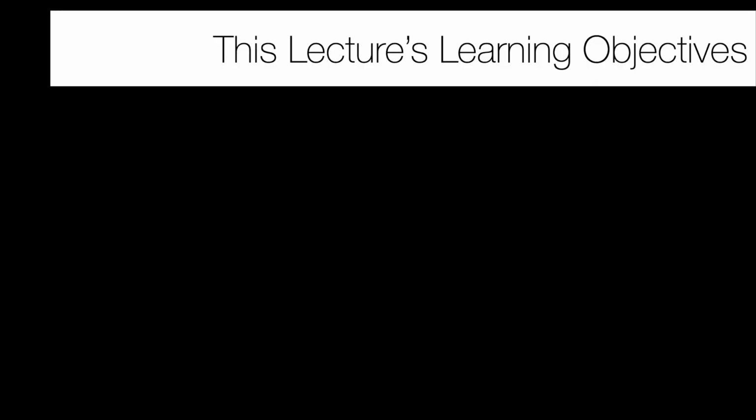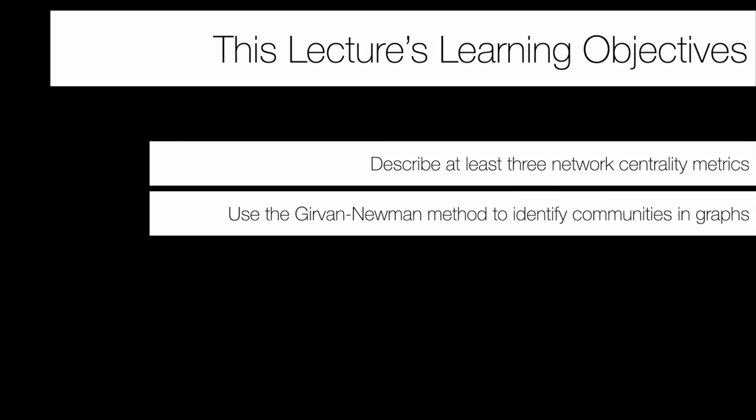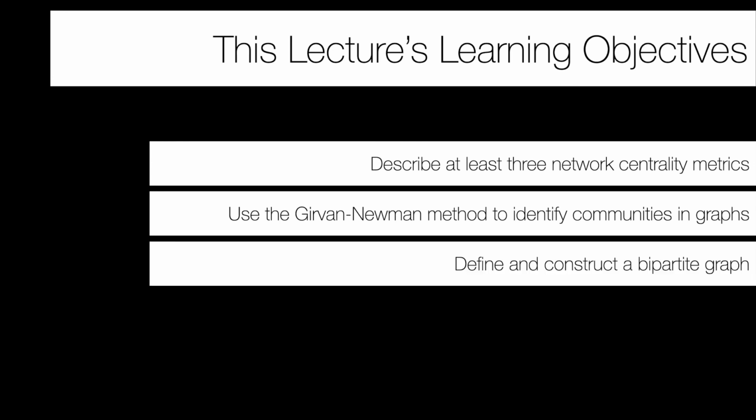So now that this rounds out the Module 2 lectures, for this particular lecture, you should now be able to describe at least 3 network centrality metrics. So we've talked about PageRank and eigenvector centrality. We've talked about degree centrality and betweenness centrality and closeness centrality. You should be able to use the Girvan-Newman method and betweenness centrality, apply that to a graph to iteratively remove edges that have high betweenness centrality until you end up with some set of clusters or groups of nodes in our graph.